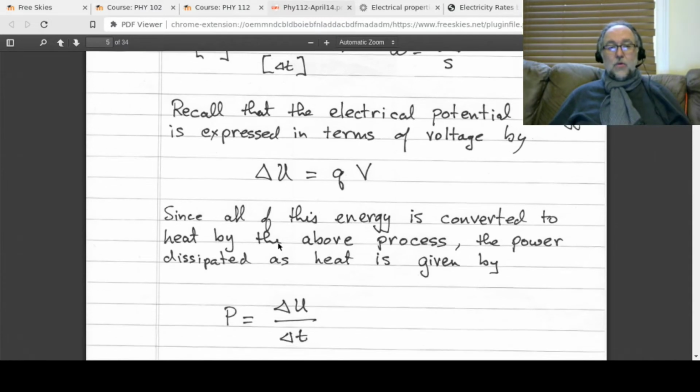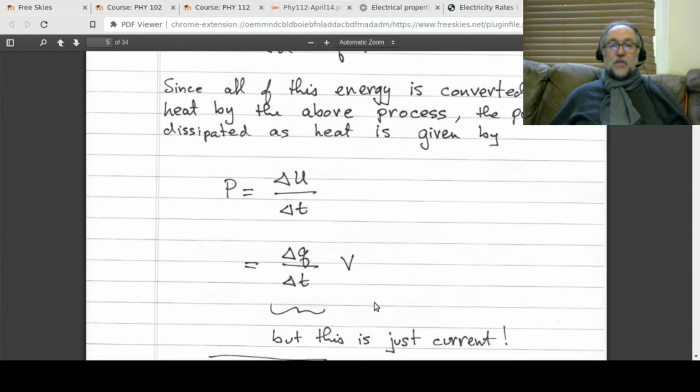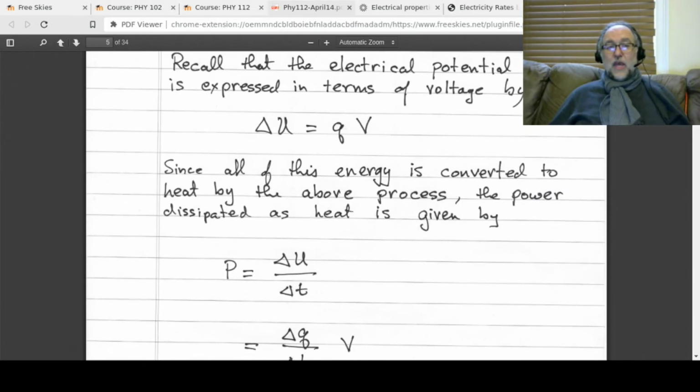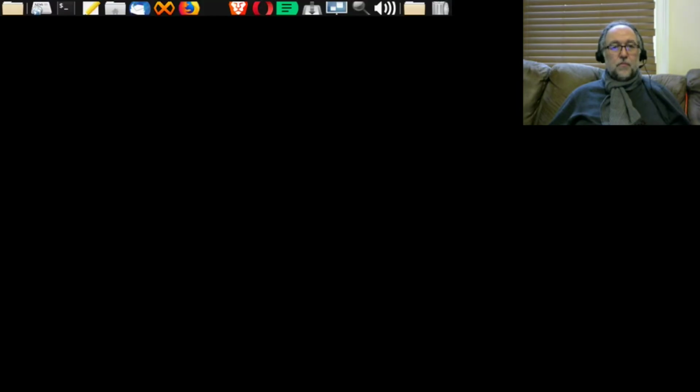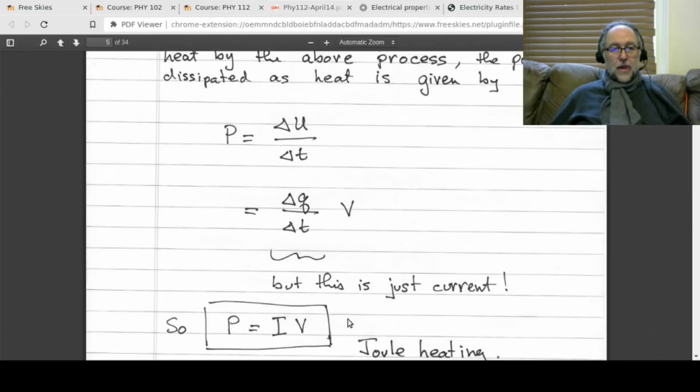Now, if you take delta U and you say, okay, well, that's how much energy is delivered, but how much energy is delivered per second? So you take delta U and you divide it by delta T, that's going to give you the power. But now if we substitute QV for your delta U, sorry, that happens every once in a while. So you basically substitute QV for delta U.